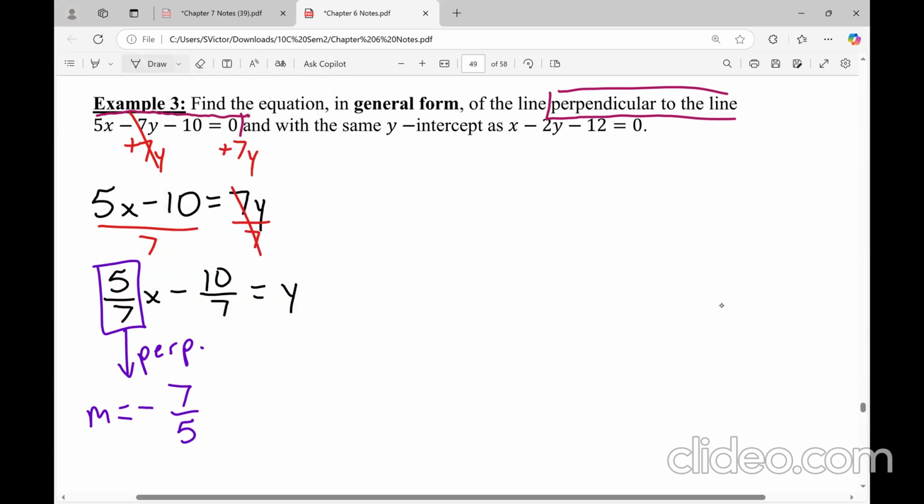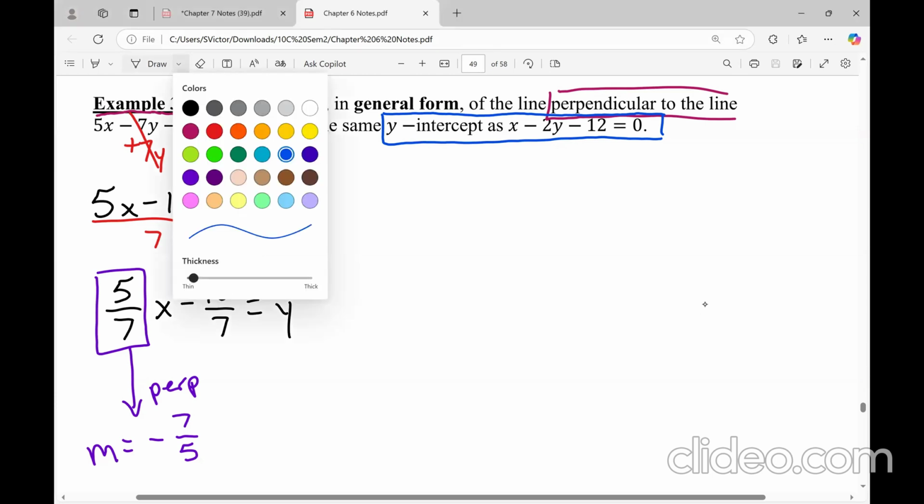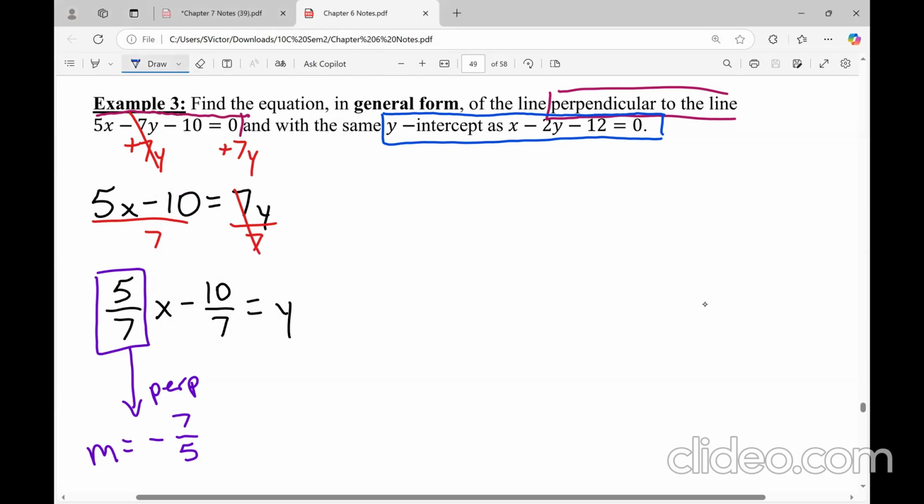Let's look at our next clue. It says it has the same y-intercept as this equation. Okay, we need to find our y-intercept. So, dang. To figure out our y-intercept, we're going to want to put this into our slope y-intercept form and then just look at what the y-intercept is.